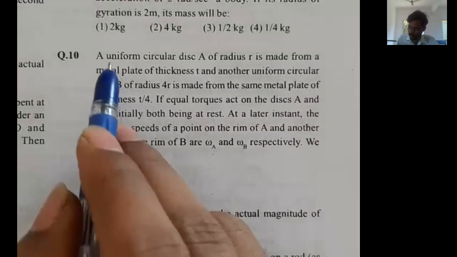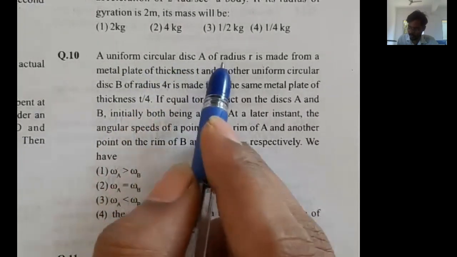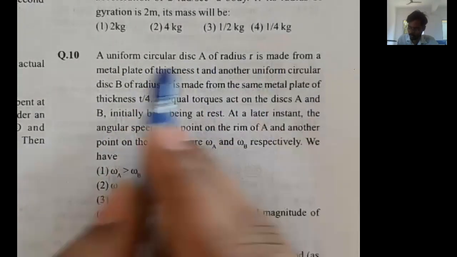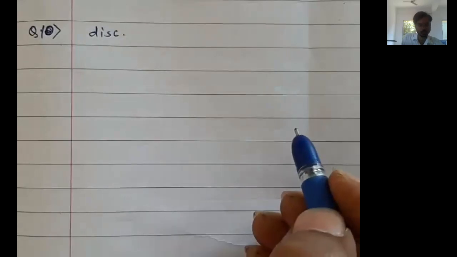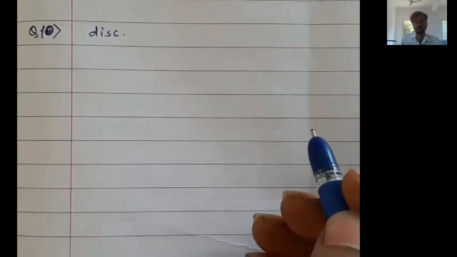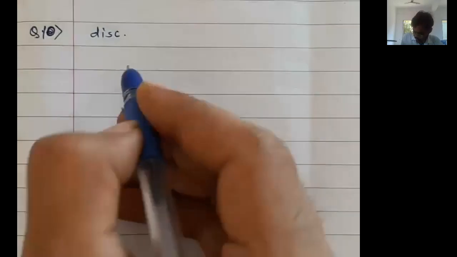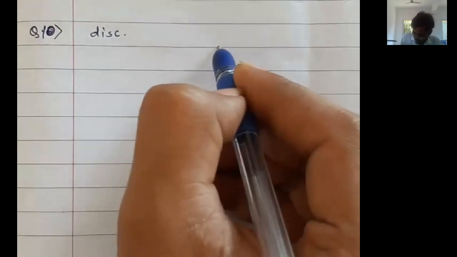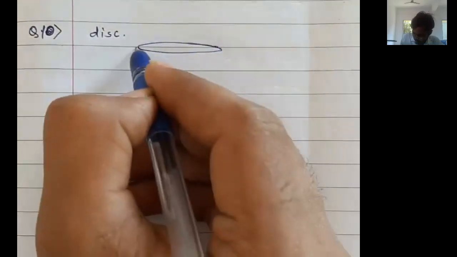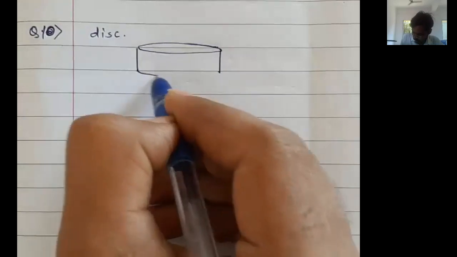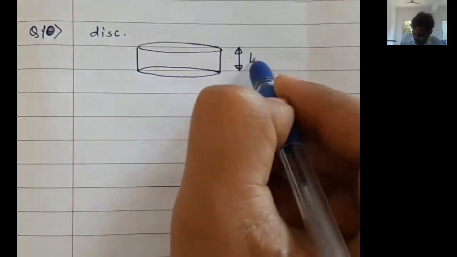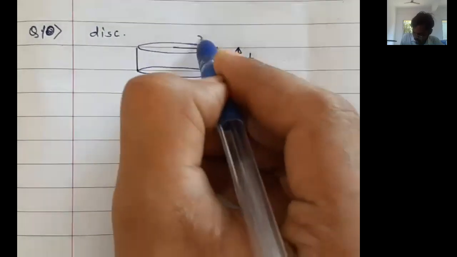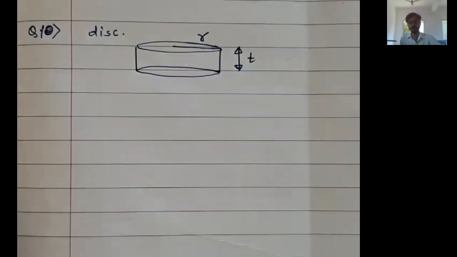Let us read it. A uniform circular disc A of radius R is made from a metal plate of thickness T. Fine. We are given a disc. The disc is uniform, so its density is constant everywhere, or its mass per unit volume is constant everywhere. The disc has radius R and the thickness T. So let us draw the thickness T. Let us draw the radius R. After reading a sentence, you should extract the data like this.